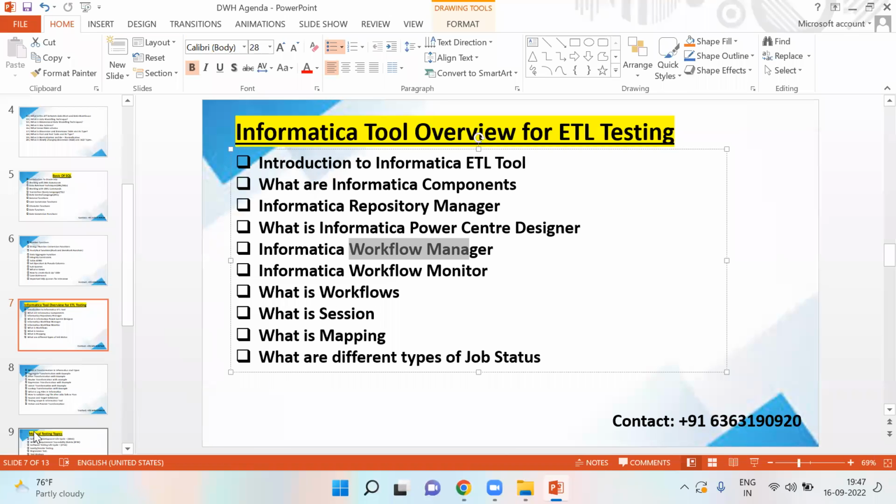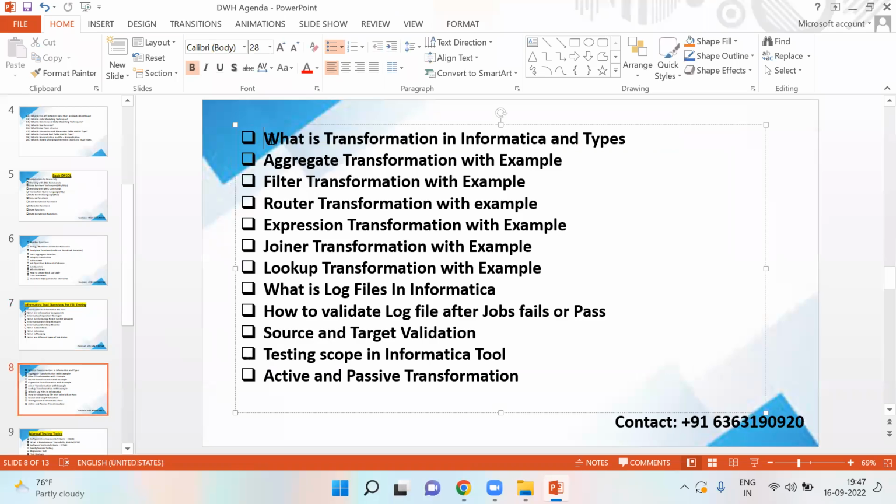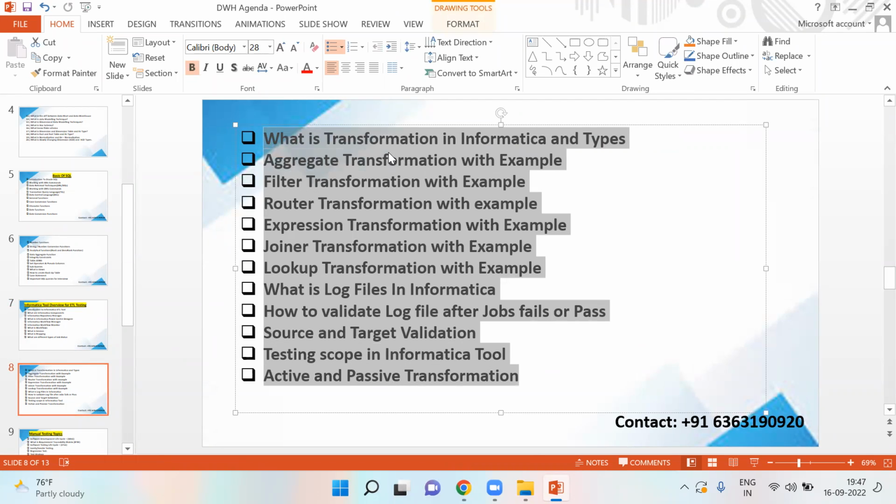Okay, and moreover, these are the remaining Informatica topics. In transformations, we are going to see aggregate, filter, router, expression, all these things. Then lookup, what log files are, how to validate log files, source and target validation, testing scope in the Informatica tool, active and passive transformations, all these things.